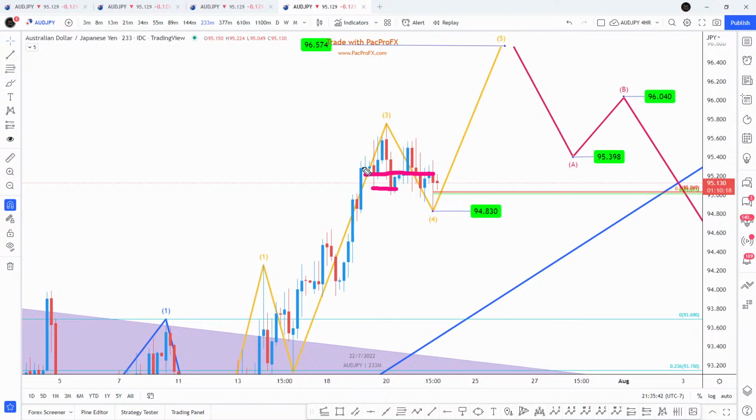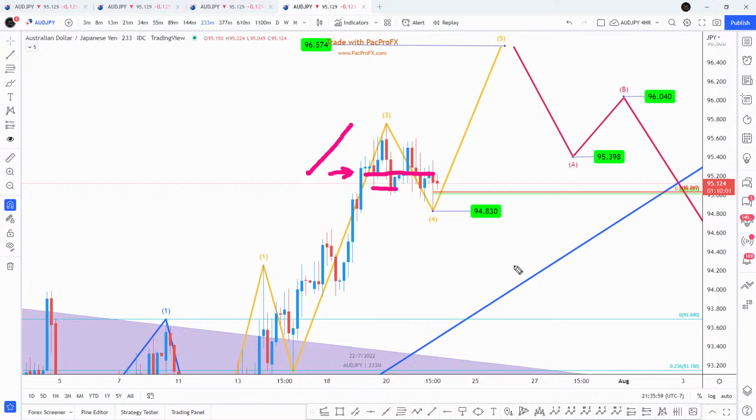Don't forget, it's not how much money you make; it's about how much money you keep, right? So I would have gotten out here if I wanted to get out of this wave and put my money somewhere else that had a little bit more movement.